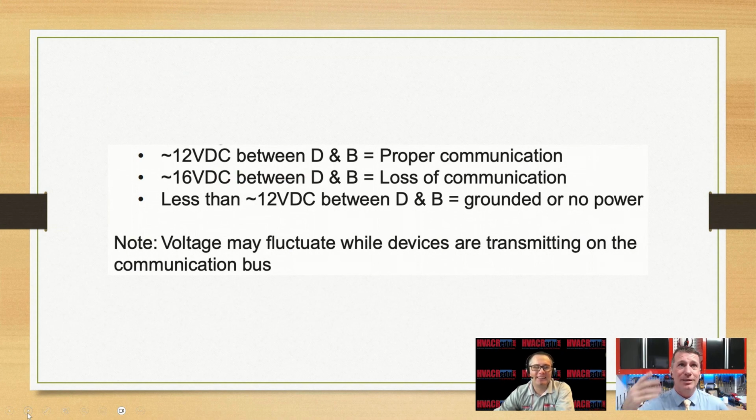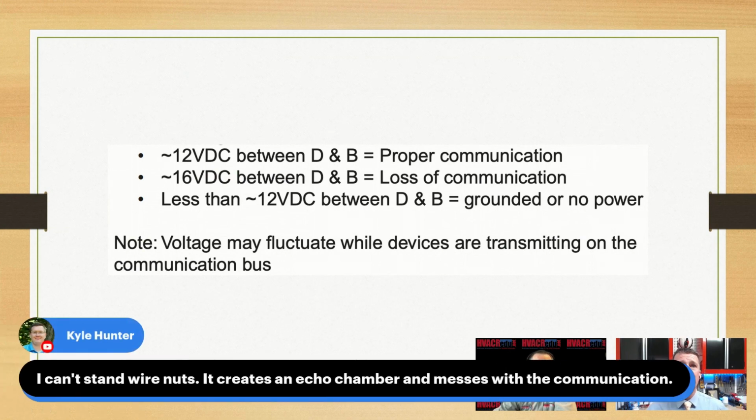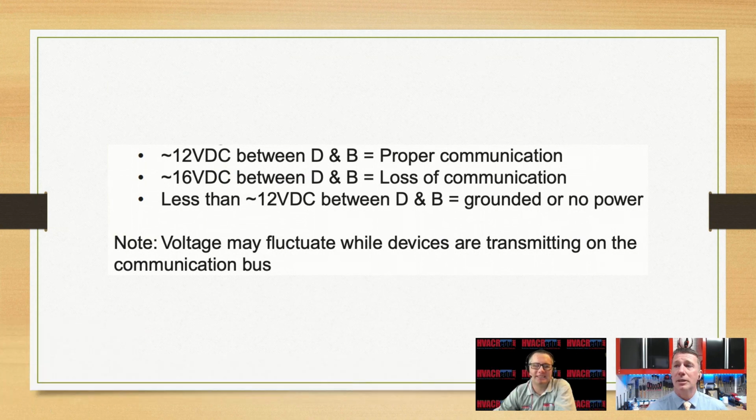It also says the voltage may fluctuate while devices are transmitting on the communicating bus. So we may see that move a little bit. That's another good comment that Kyle put. Kyle, I'm glad you're joining us today, man. These are a lot of great conversations, and I know this is right up your alley. It creates an echo chamber and messes with communication. Yes, absolutely it does. So run all new stranded wire. I prefer shielded, if the manufacturer requires it.